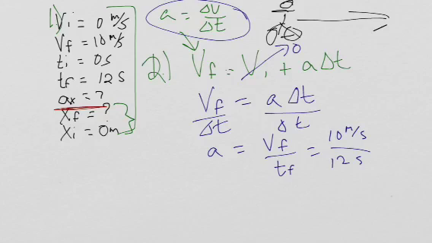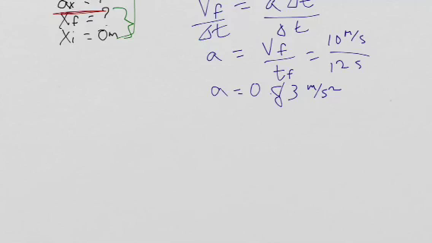If you want to work this out, it ends up being 0.83. So A is equal to 0.83 meters per second squared. So that's part A. Now, the second question is asking us to find the displacement. With that acceleration, we can move on to the next part of this question, which was, what was the total displacement of the cyclist if he's traveling at 10 meters per second for a duration of 12 seconds.